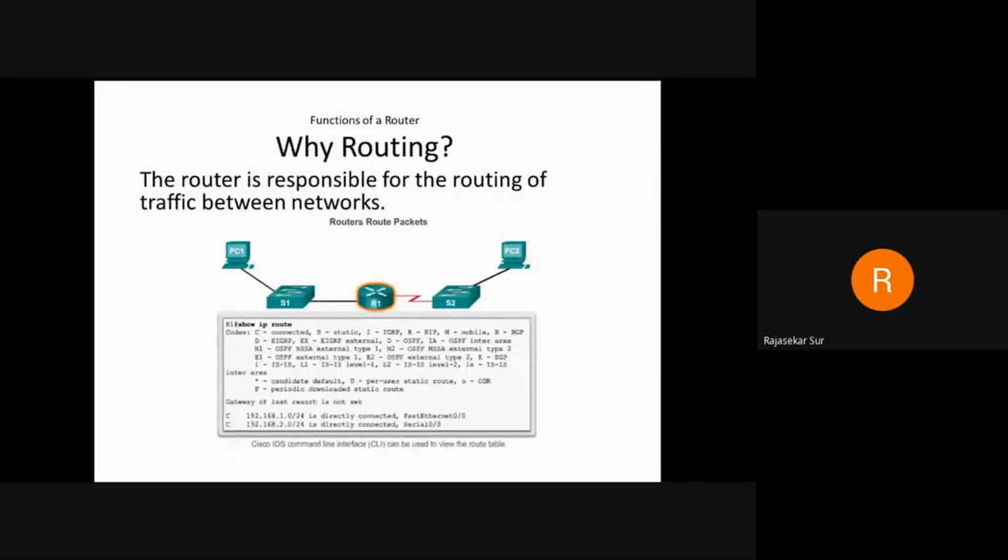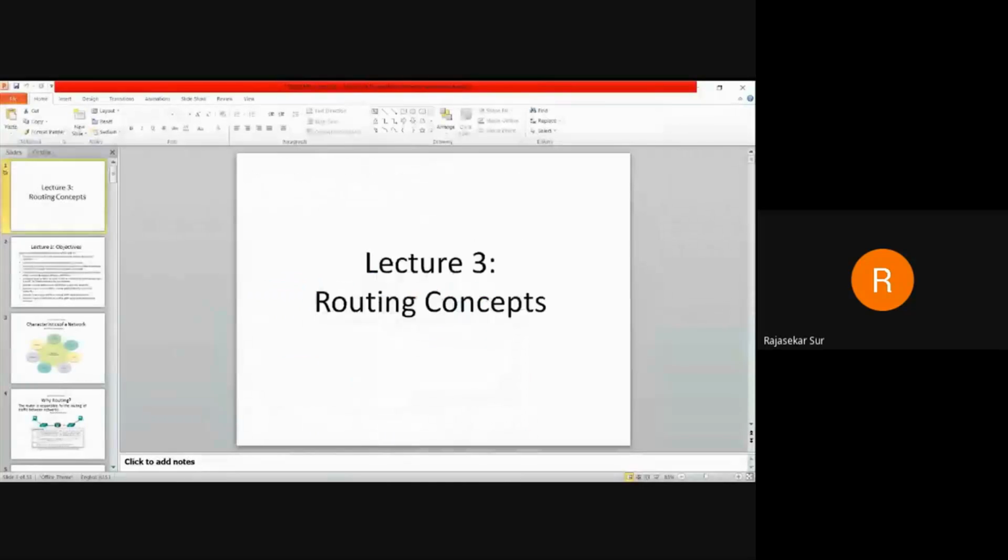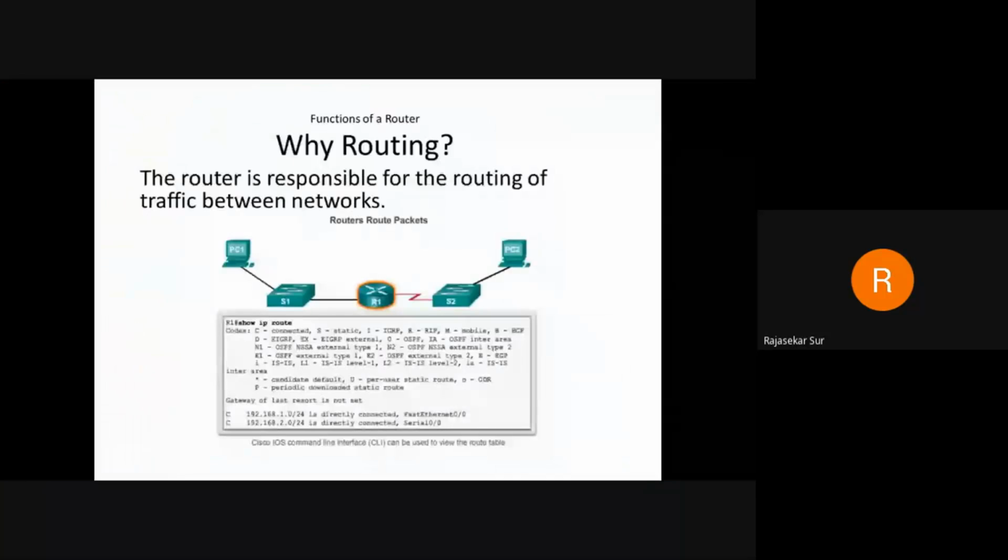Now I'm taking the device. The name of the device is router. If you see in the OSI layers, this device works in layer 3, that means in the network layer. The router is responsible for the routing of the traffic between the networks.